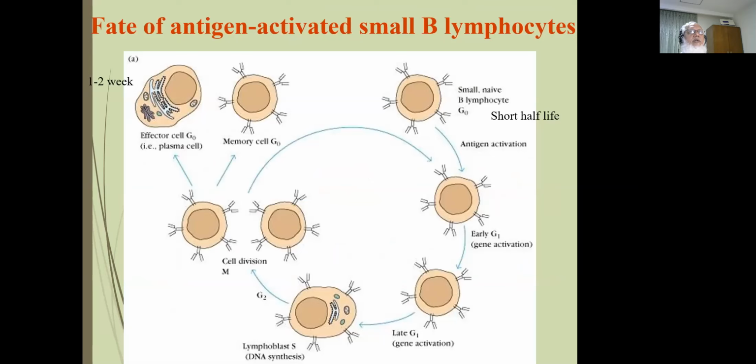Fate of an antigen-activated small B lymphocyte. When an antigen meets a B cell containing the surface immunoglobulin, after division it becomes a lymphoblast, then it becomes a plasma cell, secretes antibody, and again it becomes a memory cell.